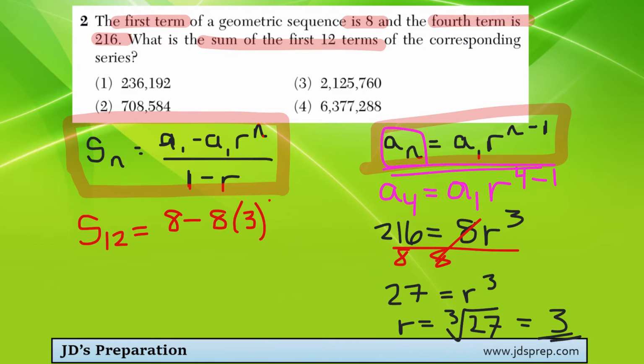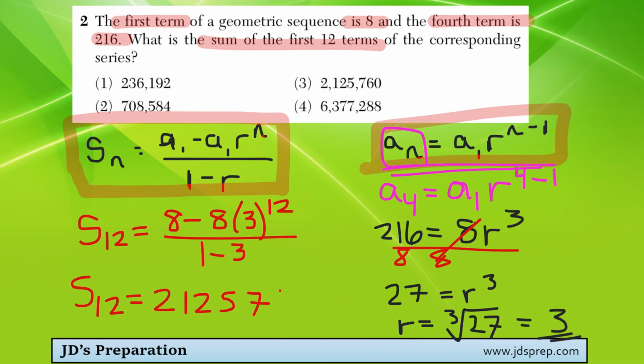Our n value is 12 since we're looking for the sum of the first 12 terms. Okay, so within the denominator will be 1 minus our ratio of 3. And then after working that out in your calculator, you should get a final answer of 2,125,760. So that's our third option.